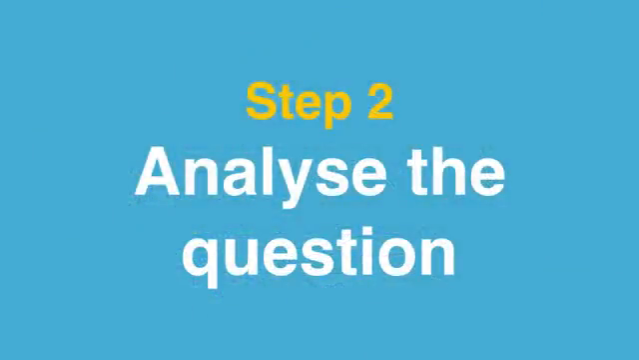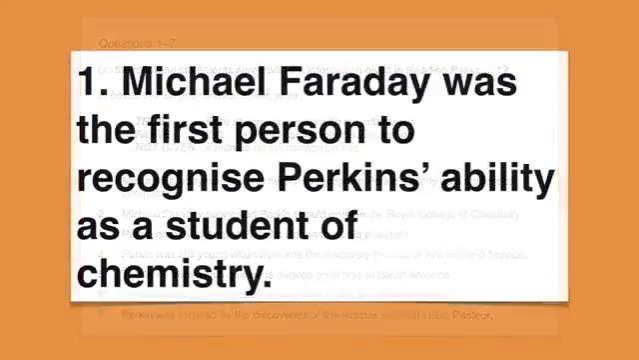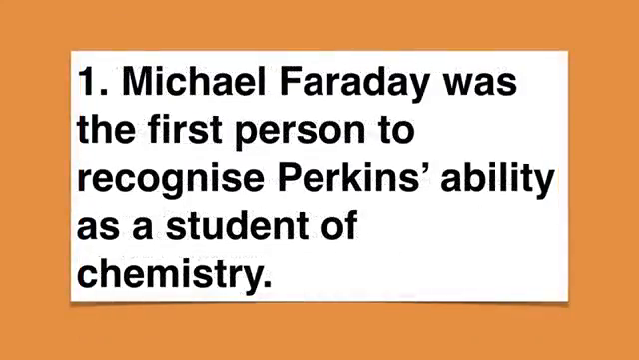So in step 2, you look at the question, you analyze the question. Here's an example set of questions for this same text. True, false, not given. And here is the question for number 1. Michael Faraday was the first person to recognize Perkins' ability as a student of chemistry. What are the key words here? What are the most important words here?